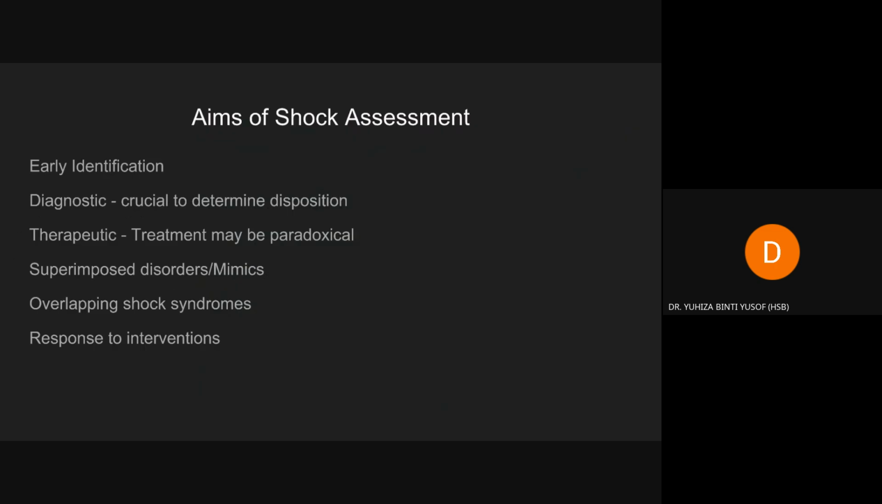Okay, so the aims of shock assessment, as I said before: you want to identify it early. You want to determine what's the etiology of the shock. You want to administer the appropriate intervention. You want to determine whether or not there's any other phenomena, superimposed shock, acute or chronic phenomena, or overlaps of shock syndrome, which is quite common especially in patients with uncontrolled chronic illnesses. And then you want to see whether or not your patient has responded to your interventions.